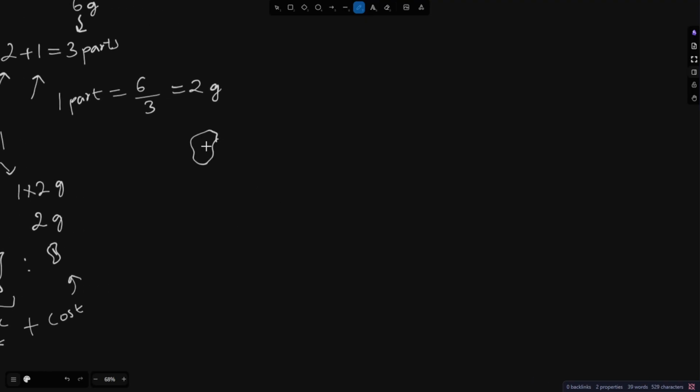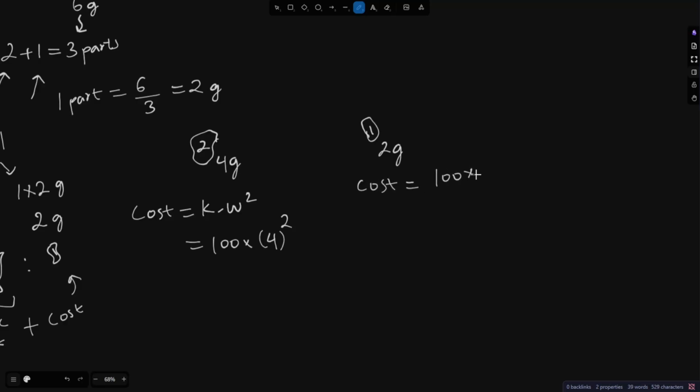Let's take the bigger rock first, the one that broke into 2 ratio, which is basically 4 grams. And then we have the 2 grams, which we'll solve later. Using our formula, the cost is equal to k times w squared. So it's 100 times 4 squared. Let's do the same for this one. It's 100 times 2 squared. So 400. And for this one, it's about 1,600 rupees.